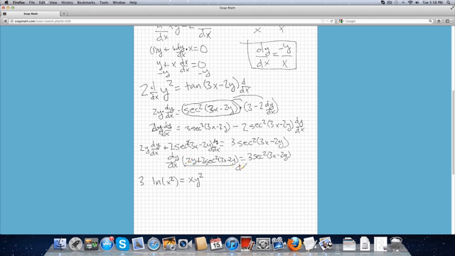So the dy/dx is going to be 3 secant squared 3x minus 2y over 2y plus 2 secant squared 3x minus 2y. Alright? So that's this whole denominator right here. And this is our derivative. Okay?